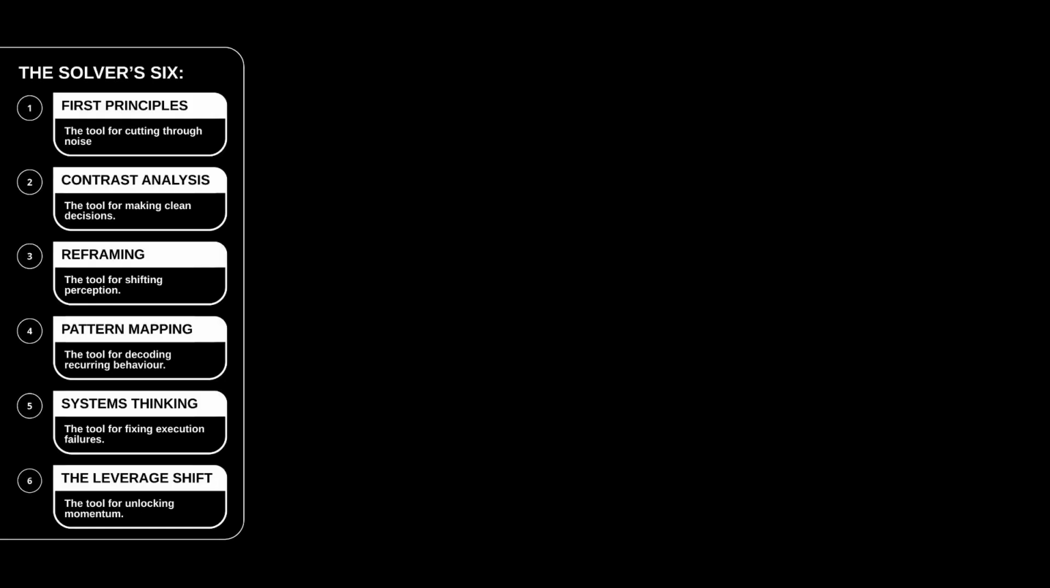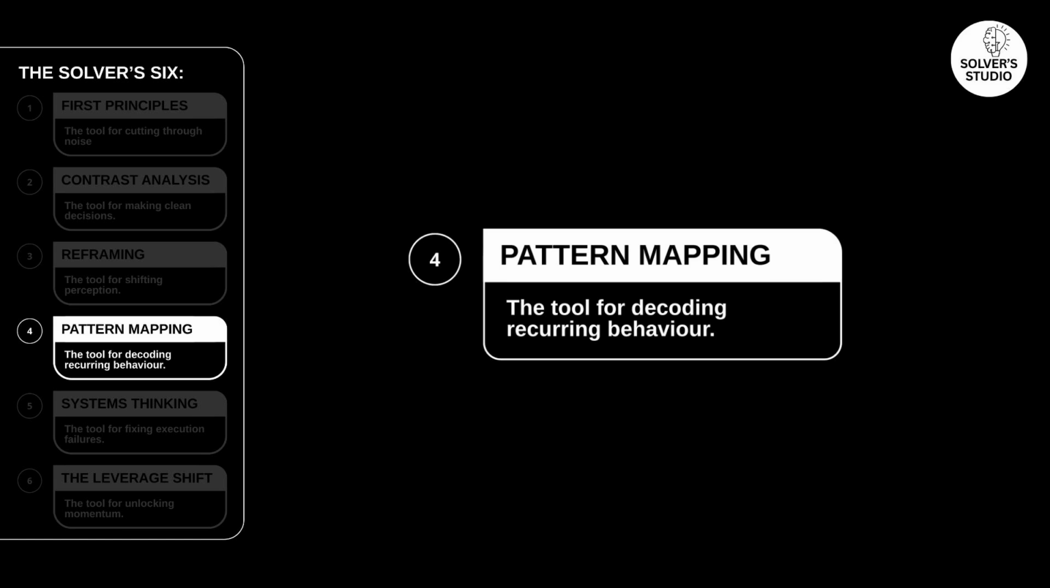That is the trap. The system keeps demanding certainty from an environment where certainty cannot exist. The system locks down. This is where most people freeze. But at Solver Studio, we go to our toolkit, the Solvers 6. The tool for this problem is pattern mapping. Pattern mapping shifts attention away from the decision and toward the behavior surrounding it.